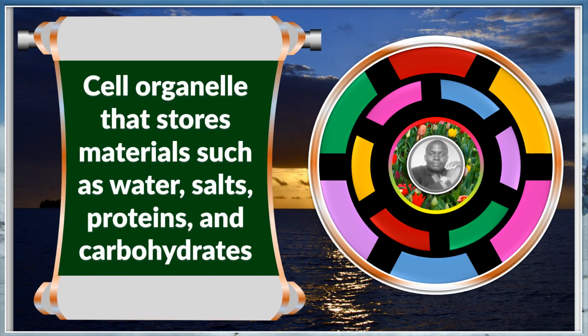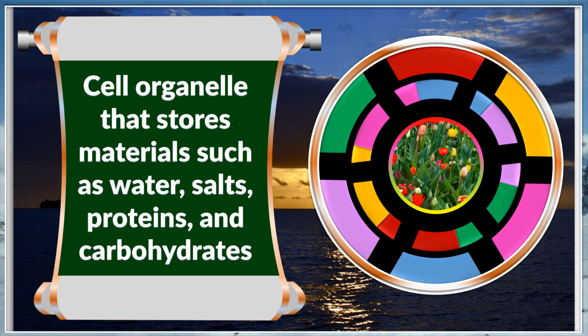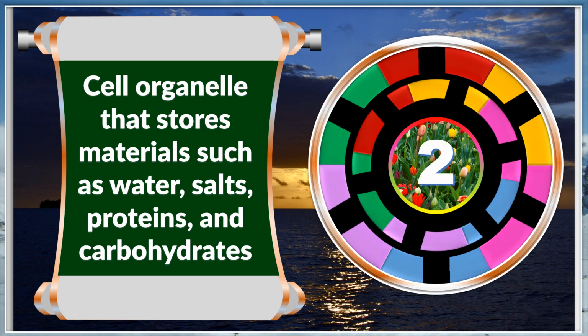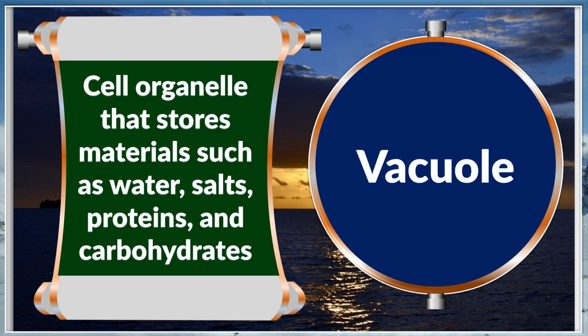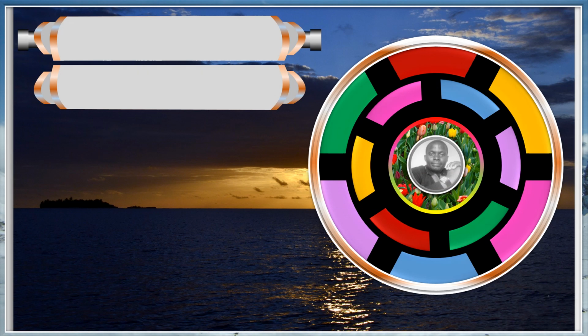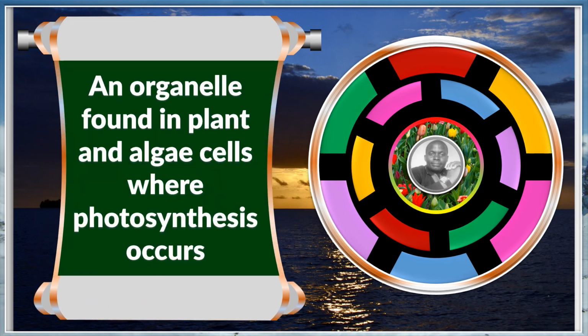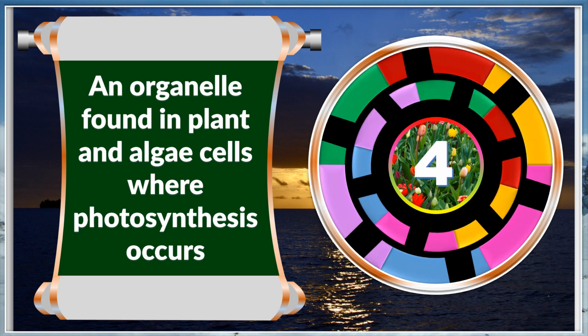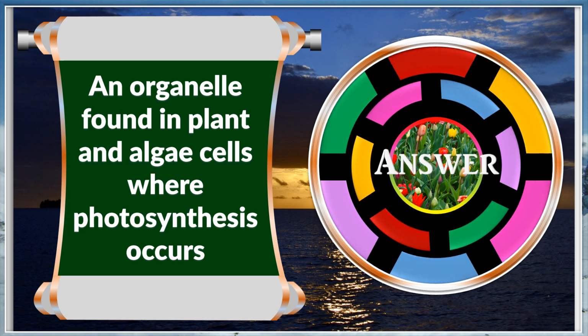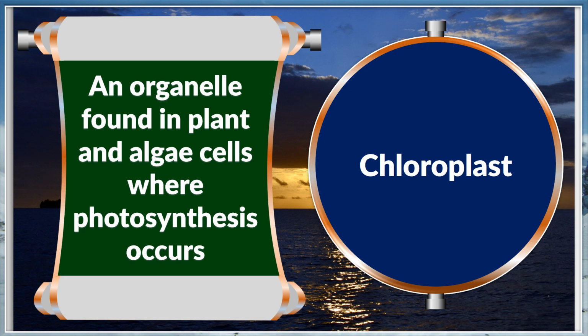Cell organelle that stores materials such as water, salts, proteins, and carbohydrates. Vacuole. An organelle found in plant and algae cells where photosynthesis occurs. Chloroplast.